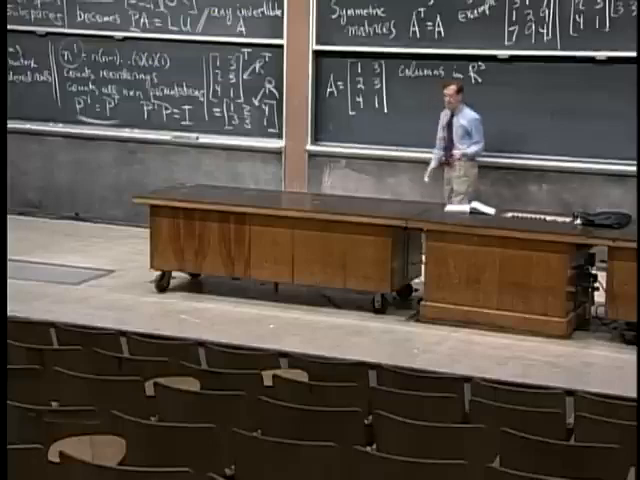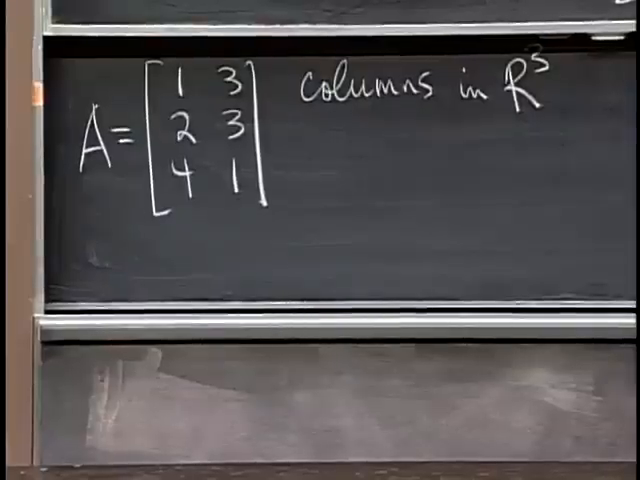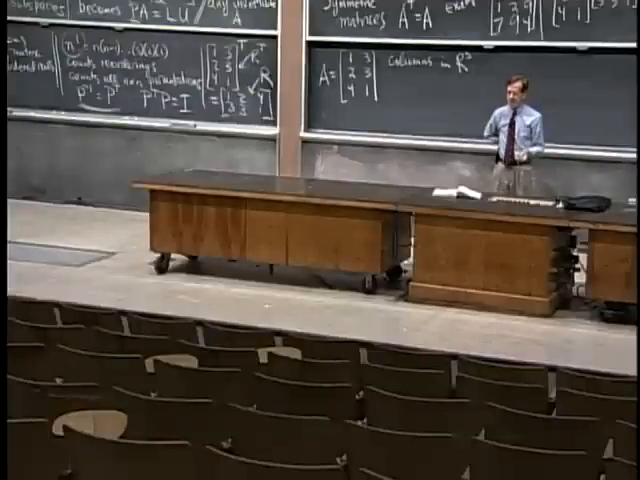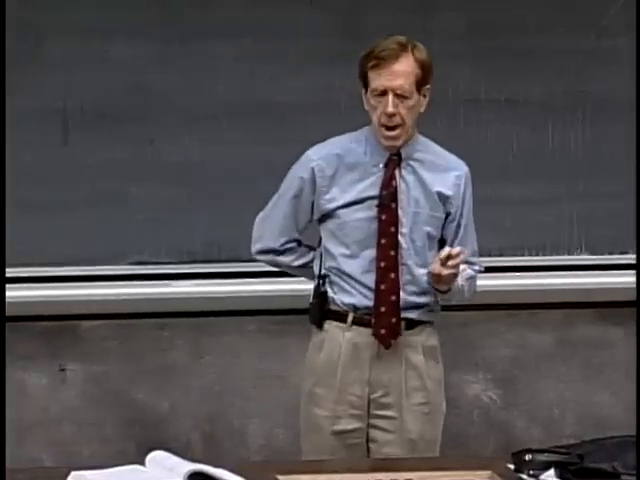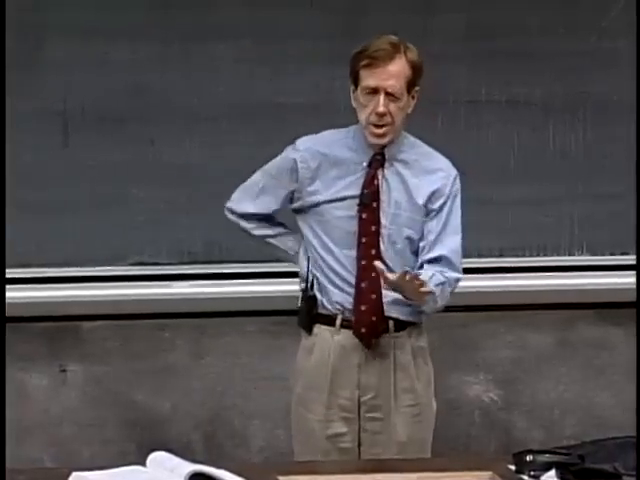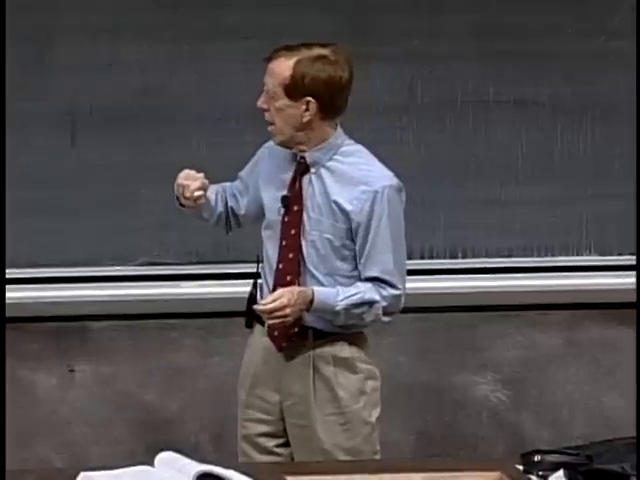So I want those columns to be in my subspace. Now, I can't just put two columns in my subspace and call it a subspace. What do I have to throw in? If I'm going to put those two columns in, what else has got to be there to have a subspace? I must be able to add those things. So the sum of those columns.